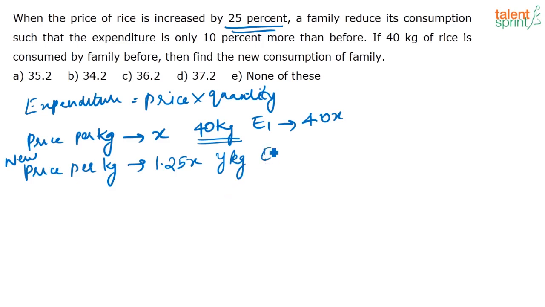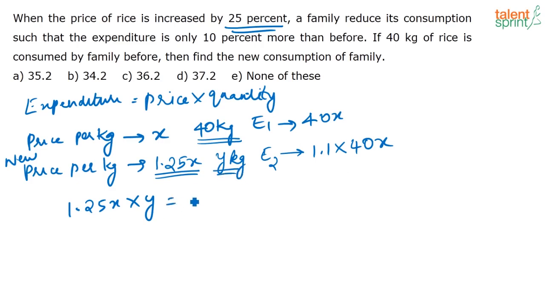Now by doing this, what has happened? The expenditure has increased by 10%, correct? So what is the new expenditure now? The new expenditure is 1.1 into, that is 10% more than what was there earlier, correct? 40x. So this is the new expenditure now. Okay, so what is the new expenditure? Nothing but 1.25x into y. That is the cost per kg of sugar into the number of kgs I buy. That is equal to the new expenditure, or that is equal to 10% more than what I was spending earlier.